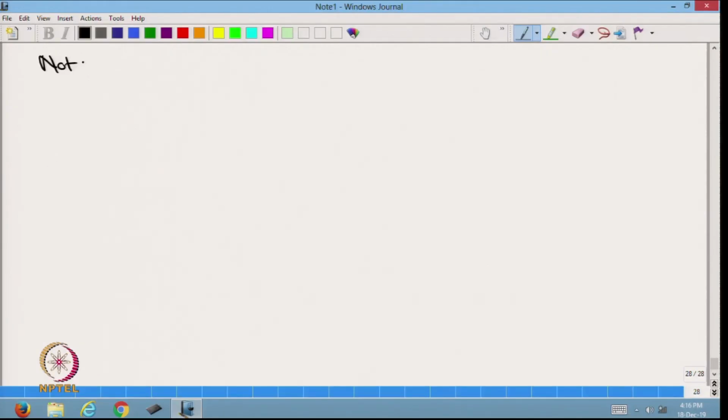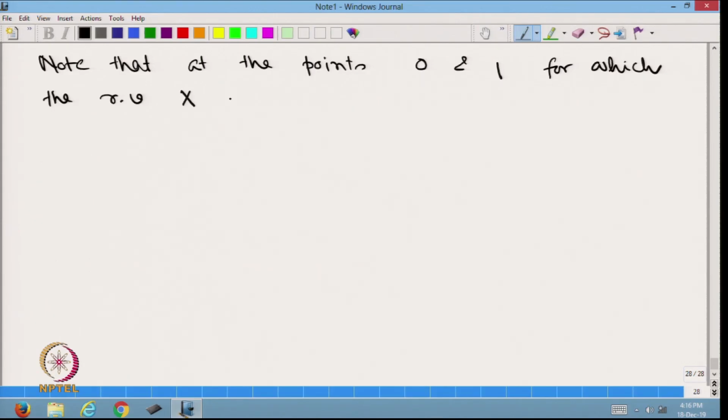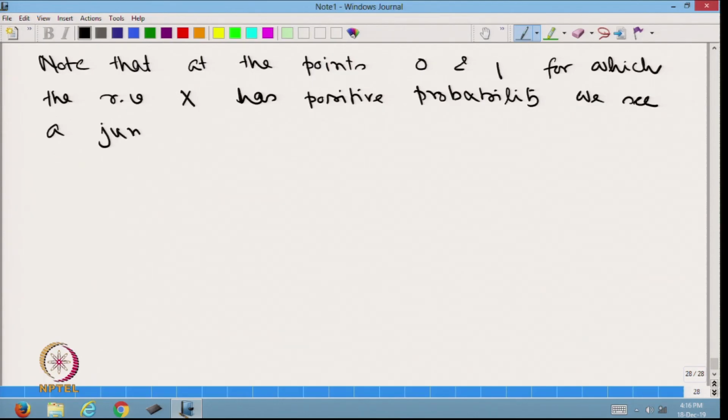Note that at the points 0 and 1, for which the random variable x has positive probability, we see a jump in the CDF.